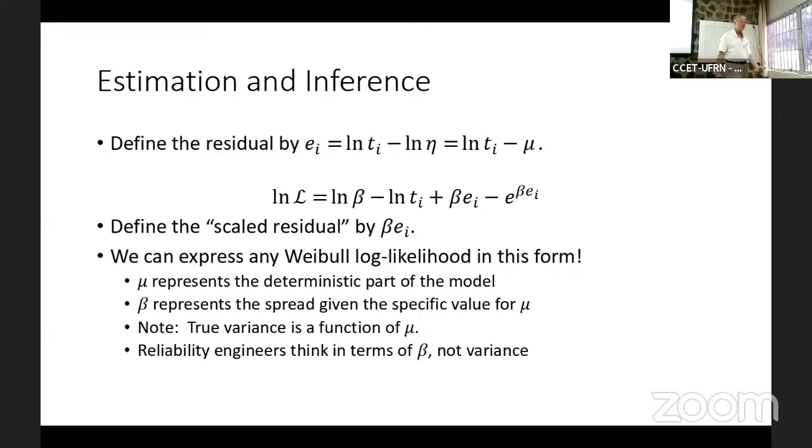U is always just going to represent the deterministic part of the model. Right now it's very simple. The interpretation is the equivalent of a mean. But I can come up with more complex functions. Beta represents the spread, and I'm going to use the term spread, not variance, because the variance for the Weibull depends on the other parameter. You never hear reliability engineers talk about variance. Never. It's irrelevant. What they're interested in is the beta, and it's the spread given a specific value for the deterministic part.